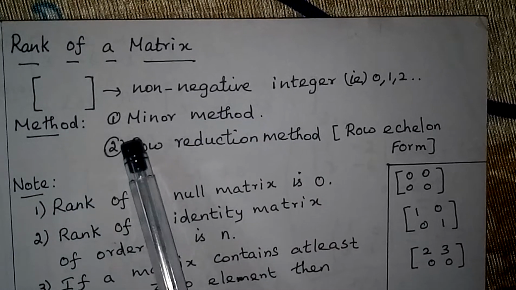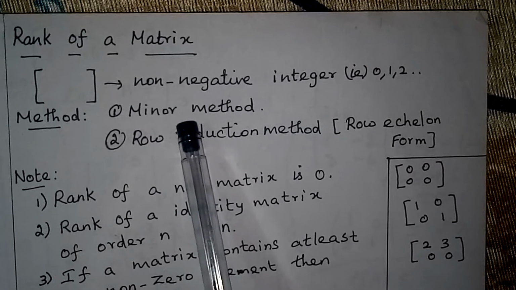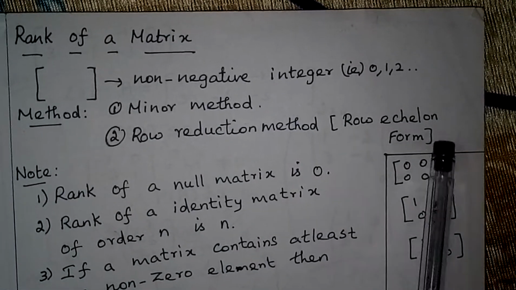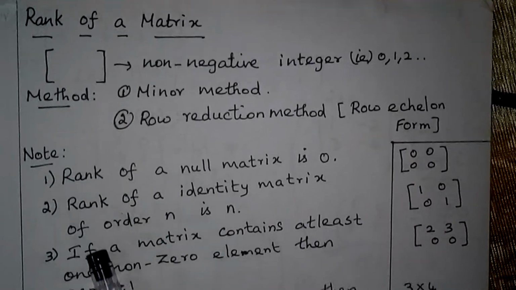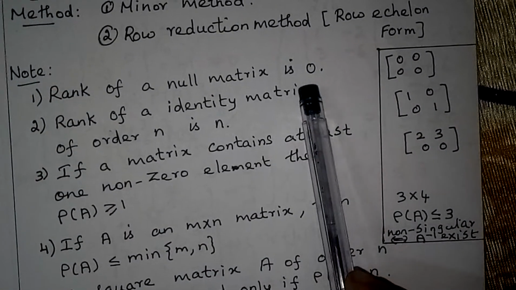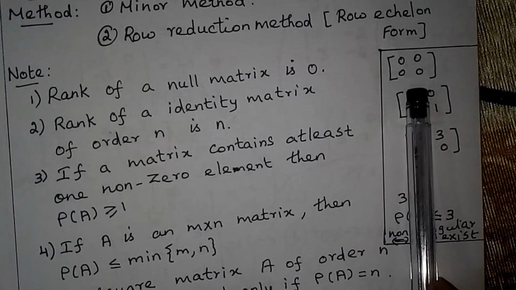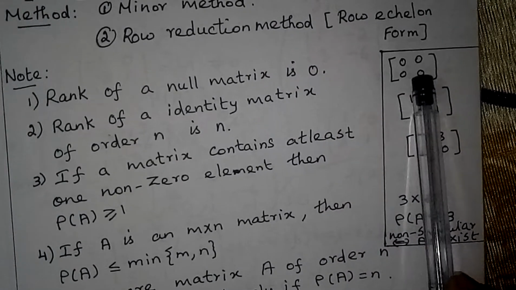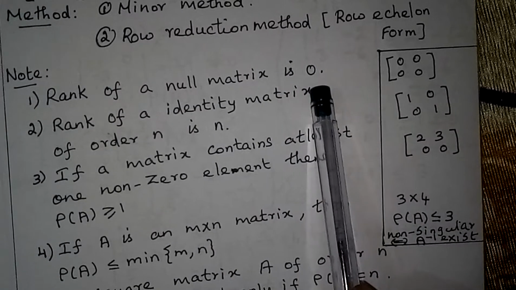For finding rank, we have two methods. The first one is the minor method. The second one is the row reduction method, or row echelon form. So note, the rank of a null matrix is 0. Null matrix means all the elements in the matrix are 0. Then it is said to be a null matrix and its rank is 0.